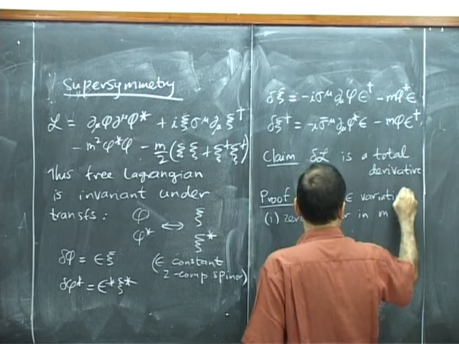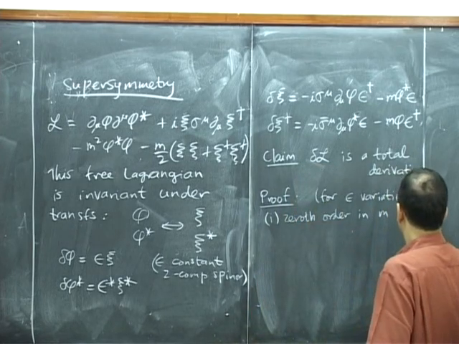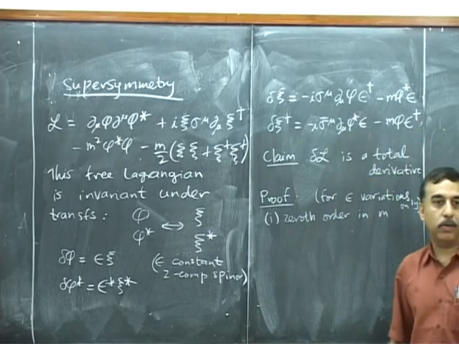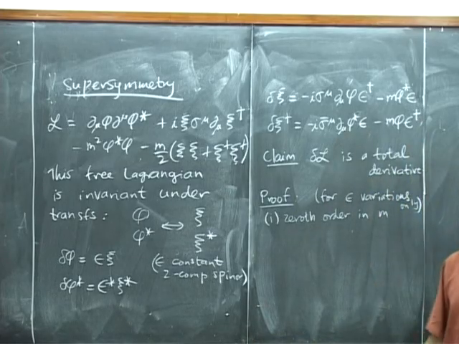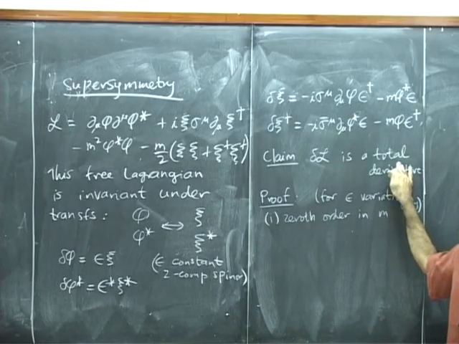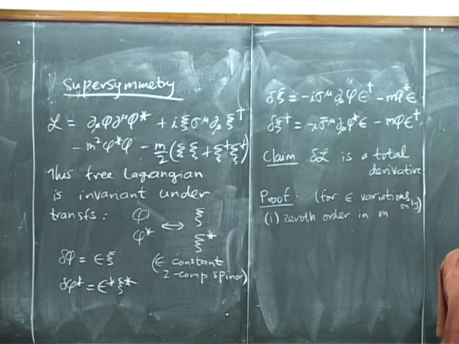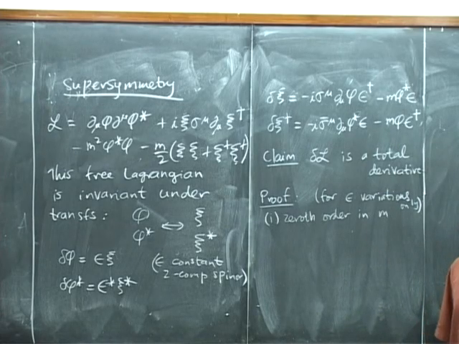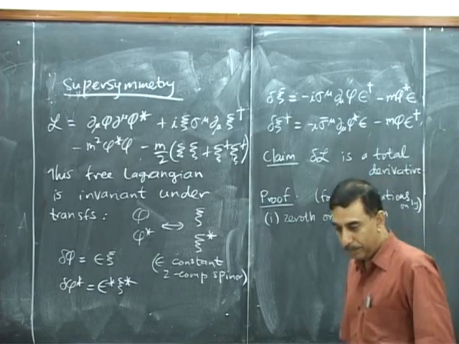This doesn't mean that we can make a variation involving epsilon without making a variation involving epsilon dagger, which is its complex conjugate. But it means that we can check the variation being 0 up to a total derivative by looking only at terms in epsilon, and then we can simply add the complex conjugate to that. That's a useful thing. So 0th order in m.